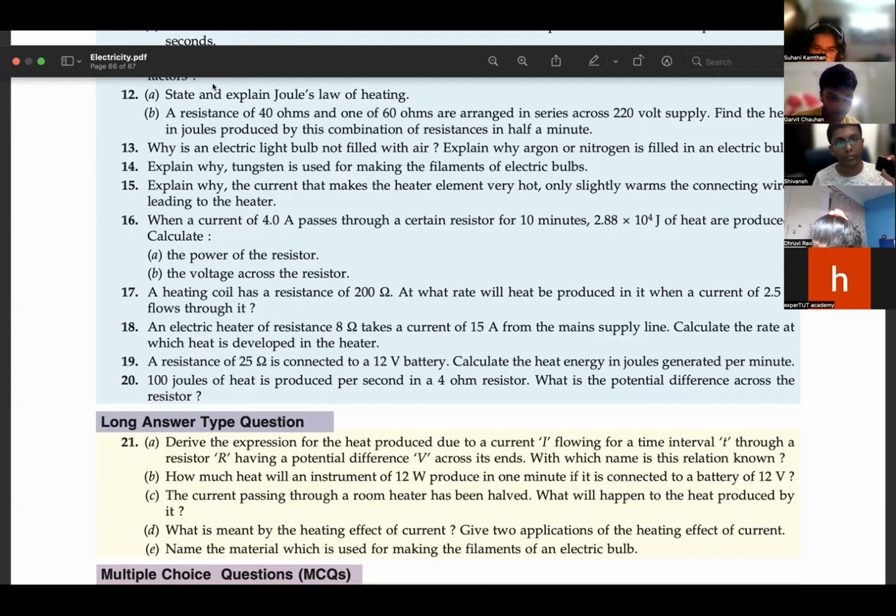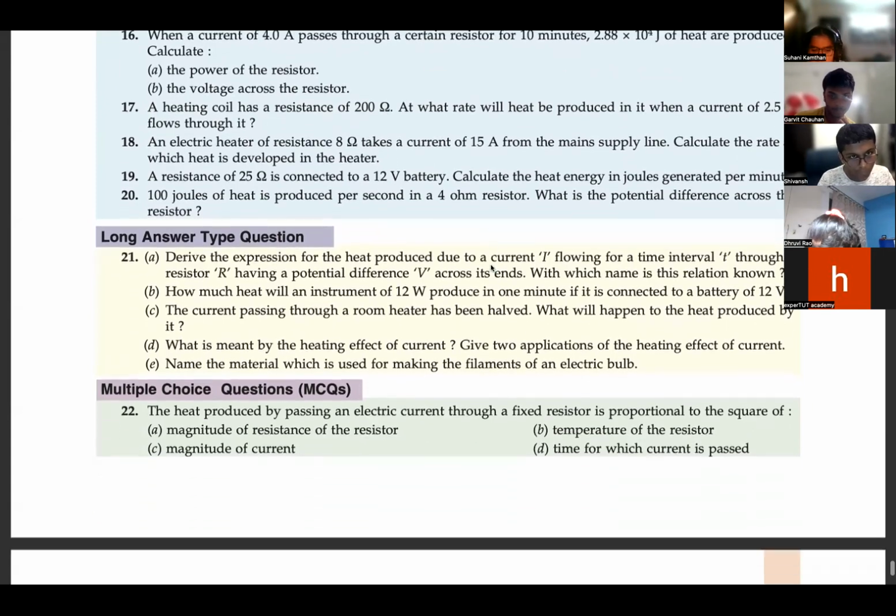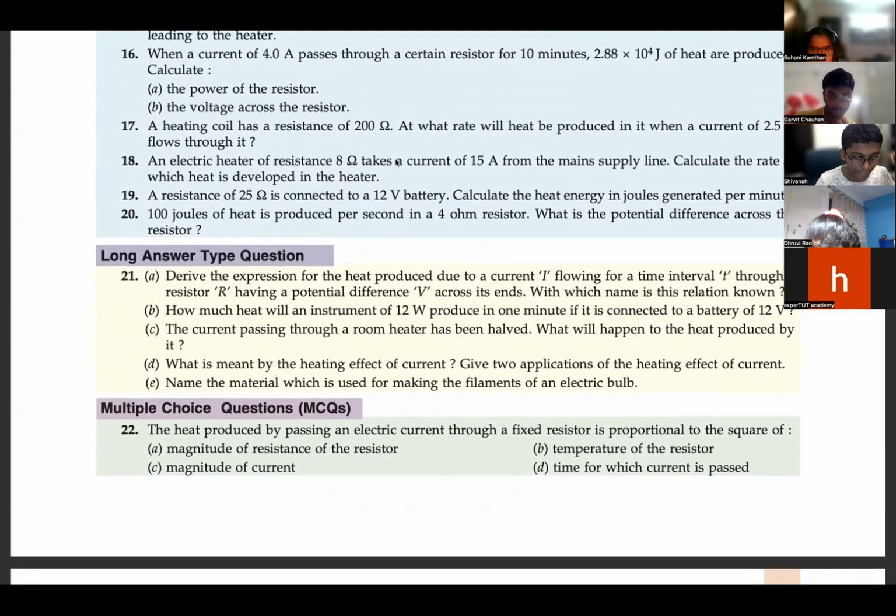The 17th answer is 1250 joules. Right, everyone? And the 18th answer is 1800 joules. Should we write these in scientific notation? No, it's fine. Smaller numbers, 4-digit numbers, you can write like that. If the number is 5-digit and onwards, bigger, then you should write it in scientific notation.